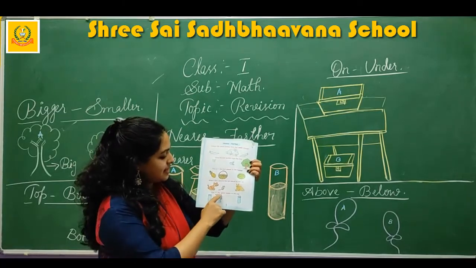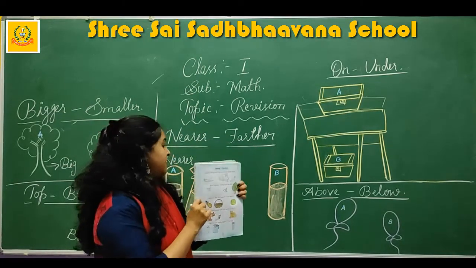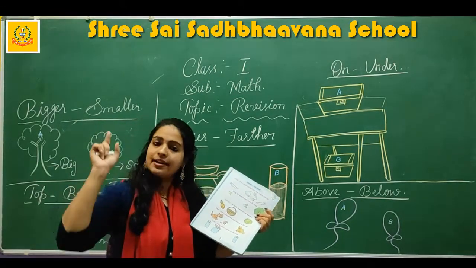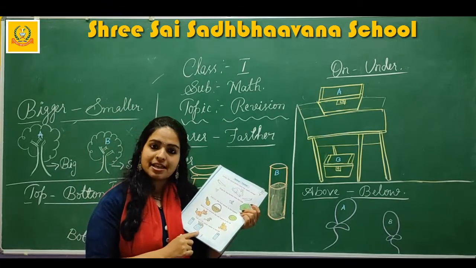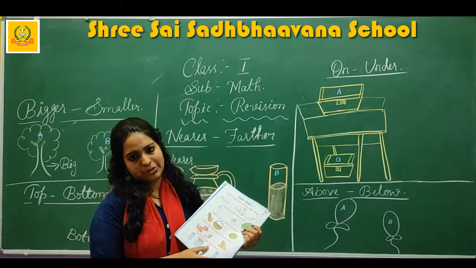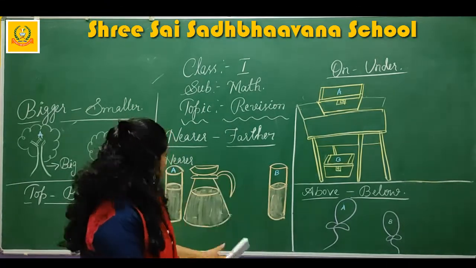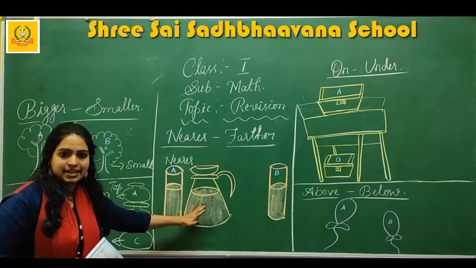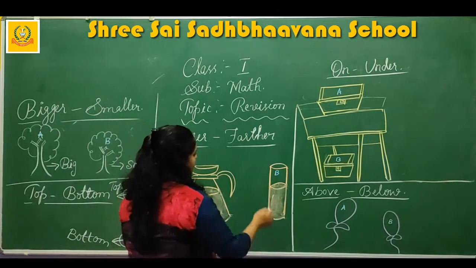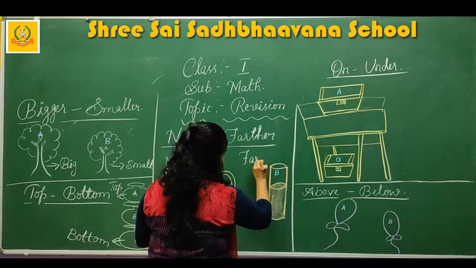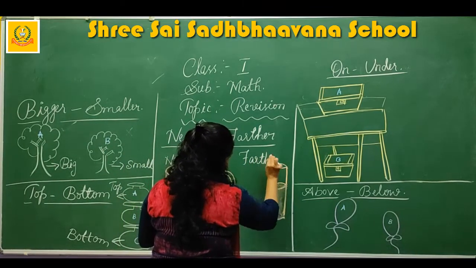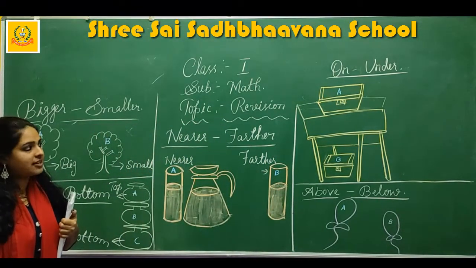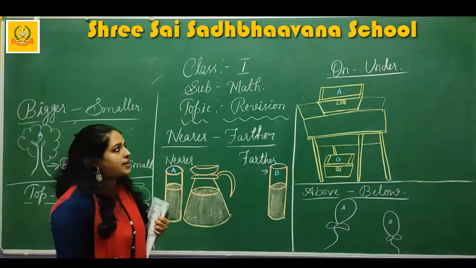Next, tick the glass nearer to the jug. Which glass is nearer to the jug? To that glass you have to put a tick. So will you do this yourself, children? I hope you will do it. Okay? Yes. So here also same thing. This glass A is nearer to the jug and glass B is further from the jug. Now we understood, children? Shall we move on to the next topic then?